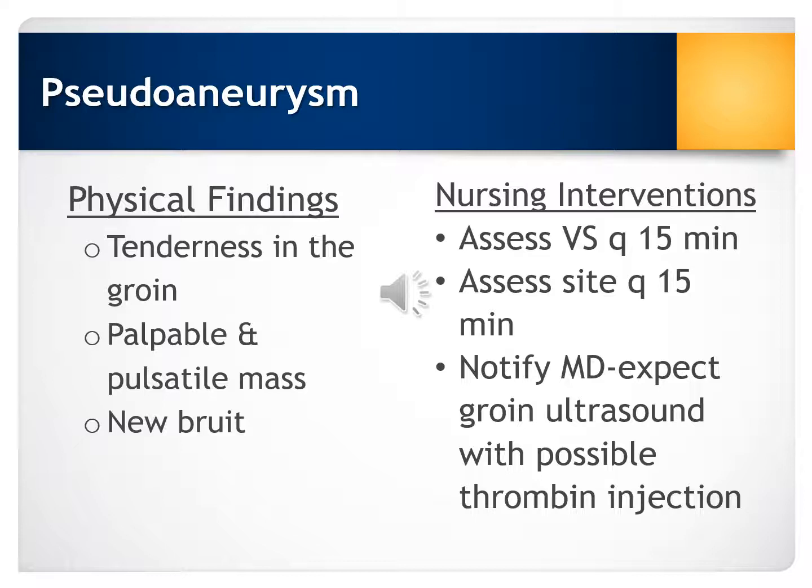Nursing interventions will include vital signs and site assessment every 15 minutes. You would be expected to notify the procedural physician, and you might expect to get an order from the physician for a groin ultrasound with a possible thrombin injection.